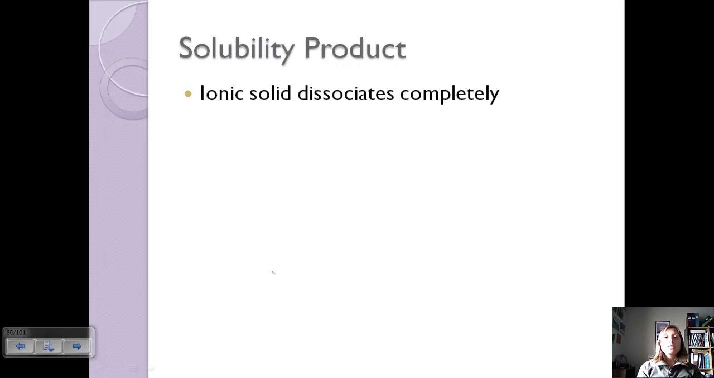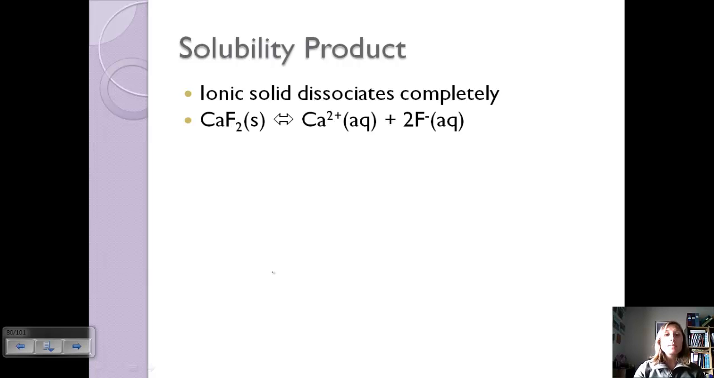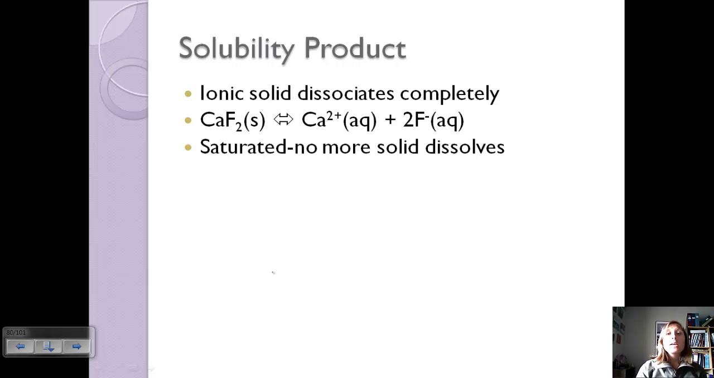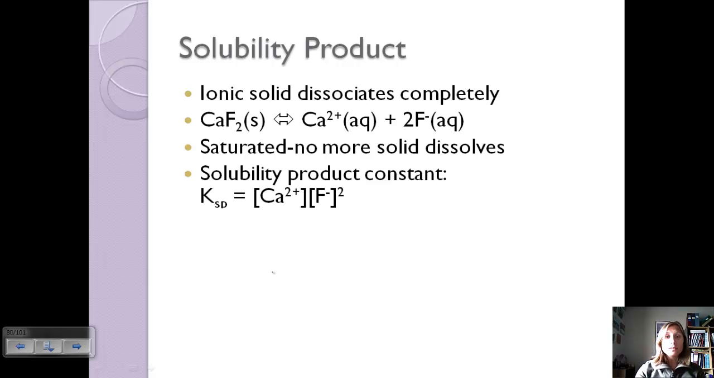Okay, so we are assuming that an ionic solid dissociates completely, which means it breaks up into its cations and anions. So for something like calcium fluoride, it's breaking up into calcium ions and fluoride ions. This process occurs back and forth until it becomes what's called saturated, which means no more solid will dissolve.